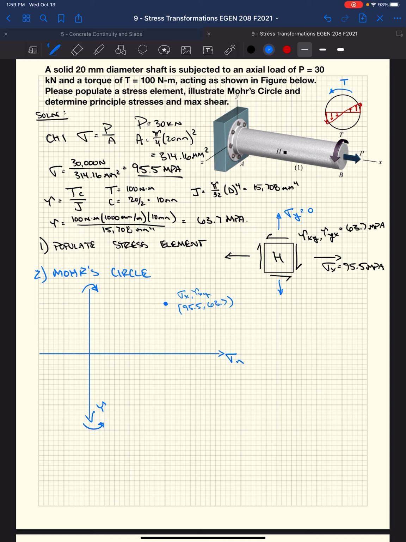Then we're going to do our sigma y comma tau yx, right? Which in this case, our coordinates are 0, 63.7. Our shear stress on the y face makes this rotate counterclockwise.